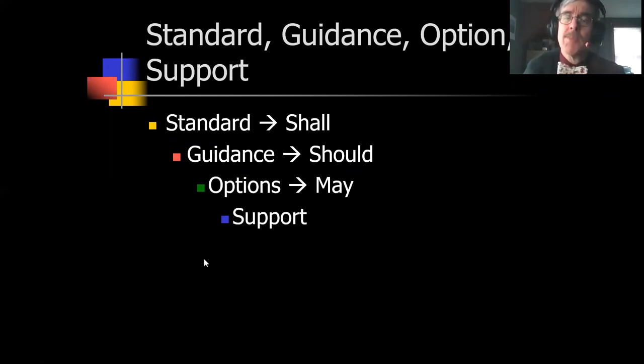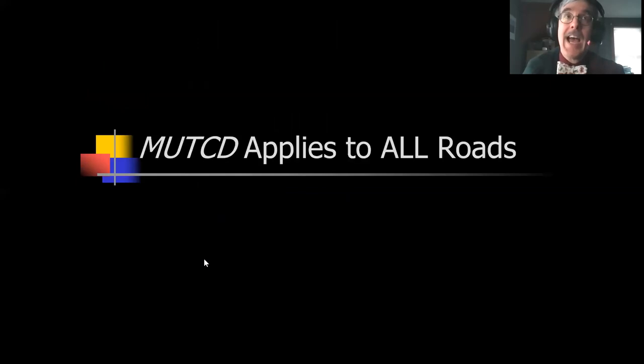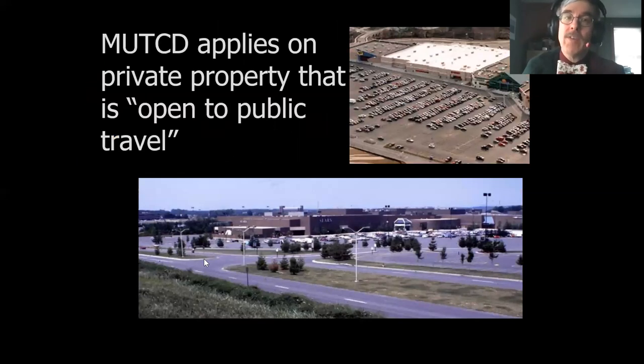Now, a couple of things to remind folks. If you're designing, for instance, a mall, well, the MUTCD actually applies to all roads, okay? That includes private property open to public travel. So it may not be a public road, but if you're driving around the big mall, that road should still follow the MUTCD. And the reason is simple.